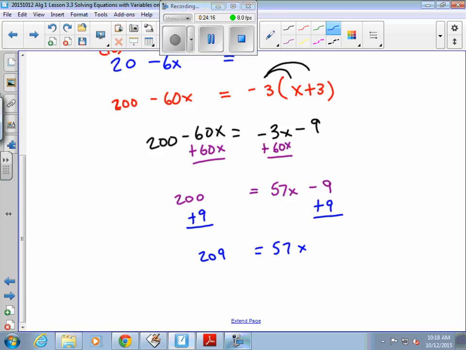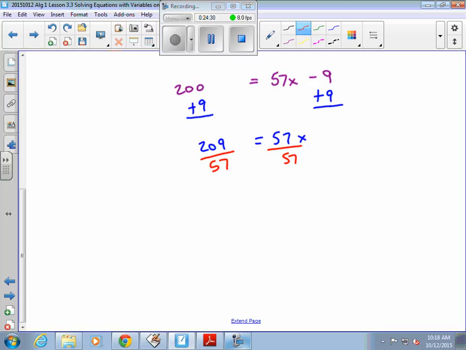Then undo 57 times x by dividing by 57. If you divide the right, make sure you divide the left by 57. Now 57 does not go evenly into 209, so we'll leave it in that form. x is equal to 209 over 57.